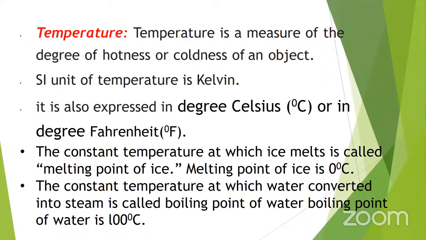But how to measure? We have to keep some rule. Water is a substance that does not heat very easily. So based on the boiling and melting points of water, we can prepare a scale to measure the hotness of a body. The constant temperature at which ice melts is called the melting point of ice. Already we discussed it. The melting point of ice is considered as 0 degrees. And if you go on heating it at standard temperature and pressure, the water starts boiling at a certain point. That is called the boiling point.